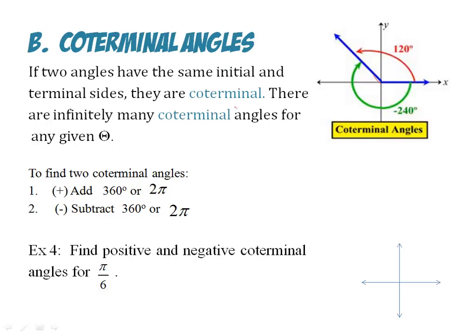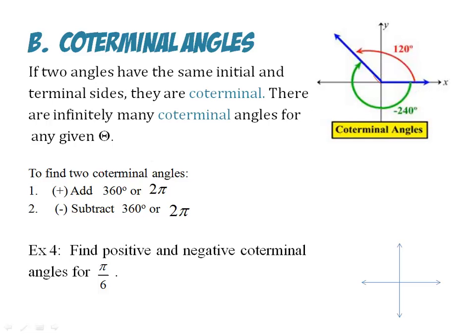So the definition says if two angles have the same initial side and terminal sides, they are called coterminal. There are infinitely many coterminal angles for any given theta. All right, that just means you can go around the circle multiple times, and there's going to be a coterminal angle for it because it just depends on the direction you're reading as for the name of that same angle.